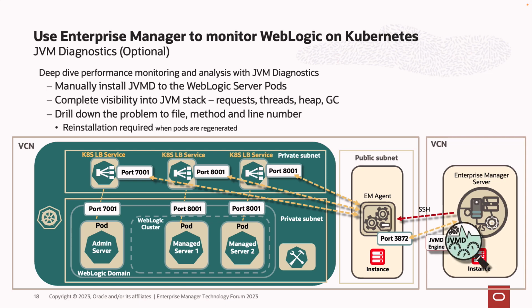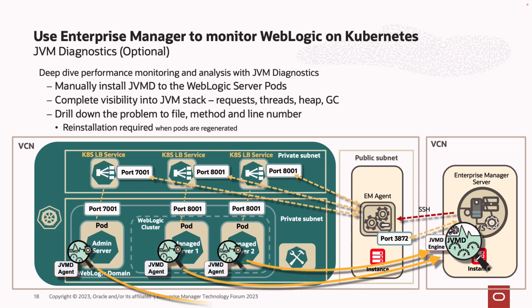JVMD consists of JVMD engine, which is a core analytical portion of the JVMD, and JVMD agents, which are the data collectors of the target JVM. Here you can manually deploy JVMD agents inside the WebLogic servers and collect real-time JVM monitoring data. The agent transmits the collected data to the JVMD engine directly using one-way HTTPS connection. Note that JVMD does not use an EM agent, having its own channel to communicate with the Enterprise Manager.